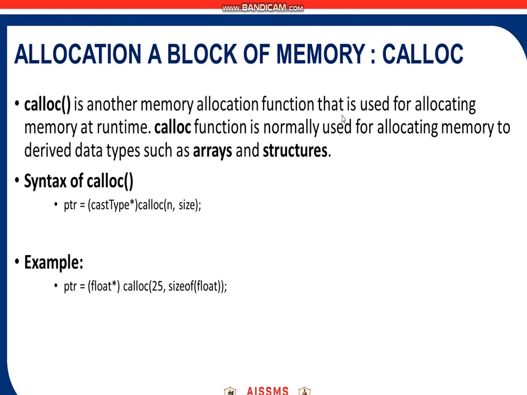So calloc is another memory allocation function that is used for allocating memory at runtime. Calloc is normally used for allocating memory to derived data types such as arrays and structures. The syntax for calloc is: pointer = cast type asterisk calloc(n, size), meaning n times the size of that value. For example, pointer = (float*) calloc(25, sizeof(float)).